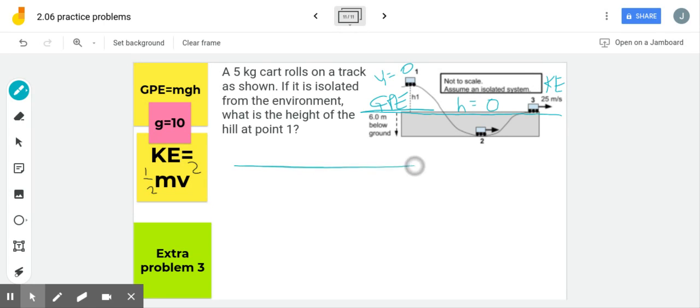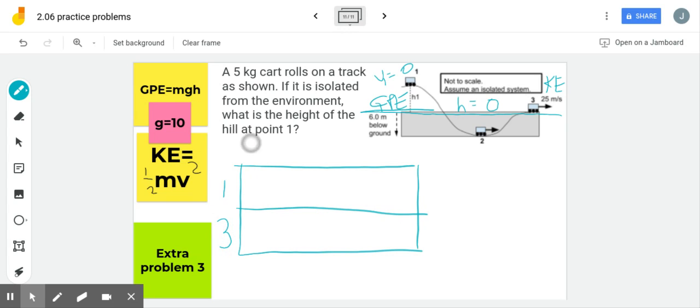So here we go. Let's set up my table. Points 1 and 3, GPE, KE, and E total. This is like taking over the whole screen, whatever.